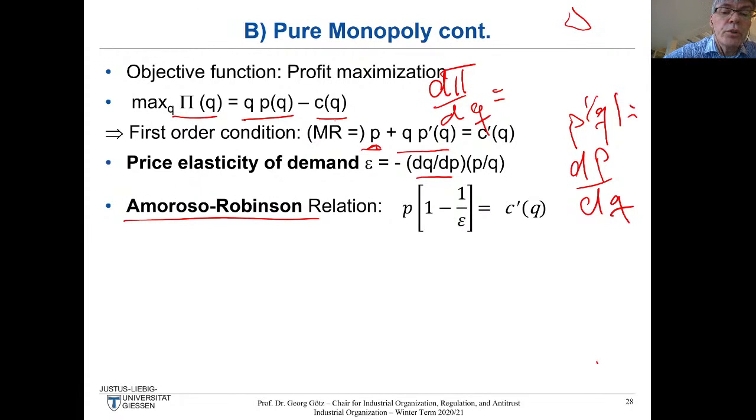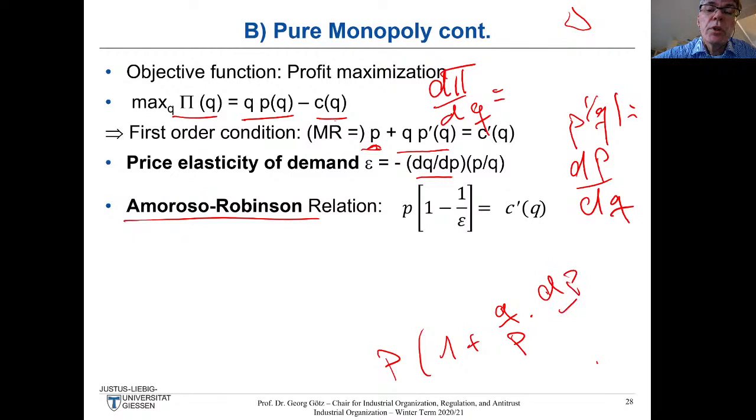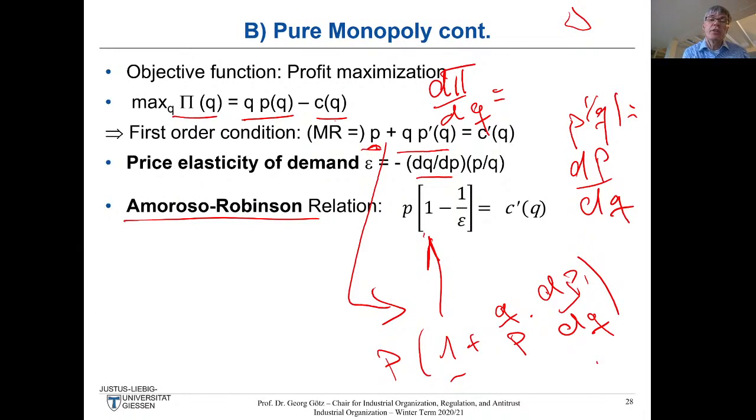So what you would do is factor out P, you get 1 plus Q over P times dP over dQ. That's what we have here on the left hand side. This is a 1 up here, this is this one here, and this is nothing else than minus here. Again, you see the minus.